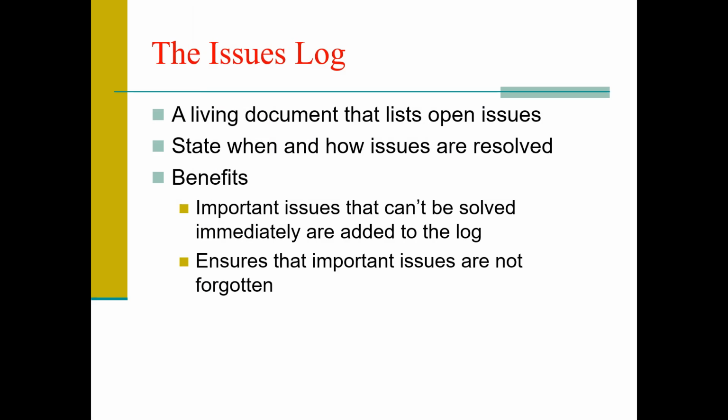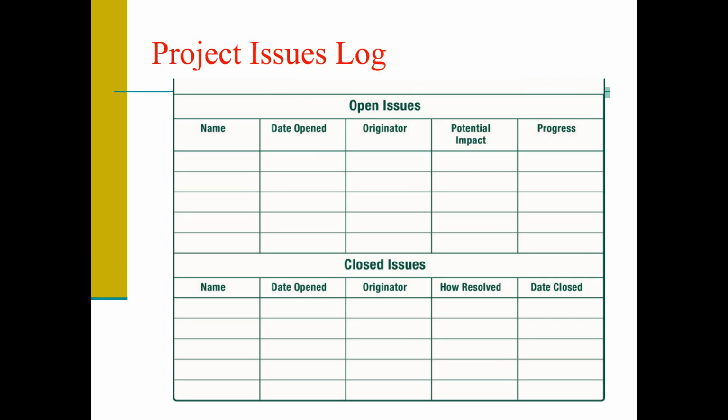There should be an issue log in a project, which is a living document, and it should say when and how the issue occurred and how we can resolve it. It should talk about the benefits and the impact it can cause. The template of an issue log is also here.